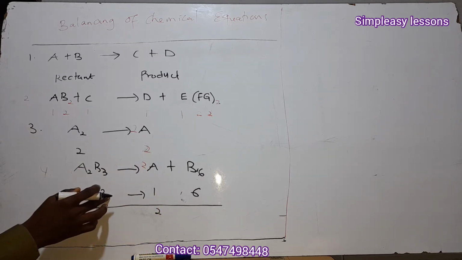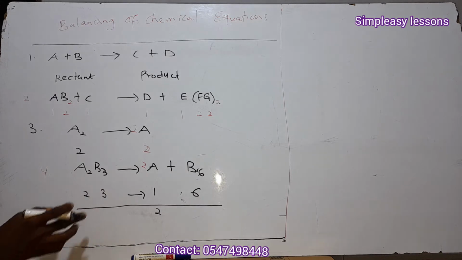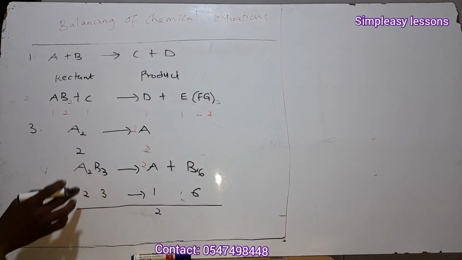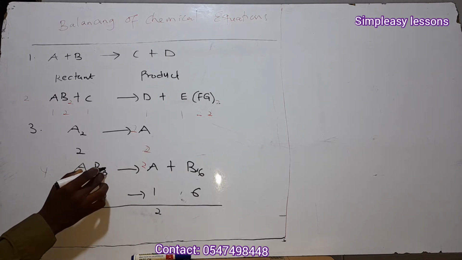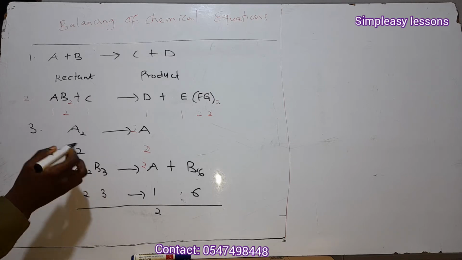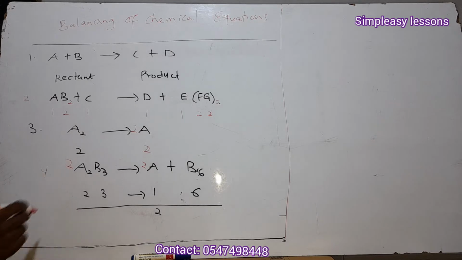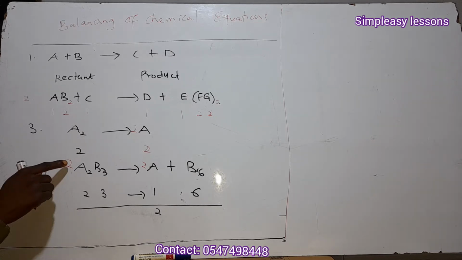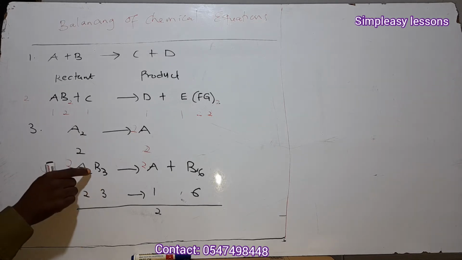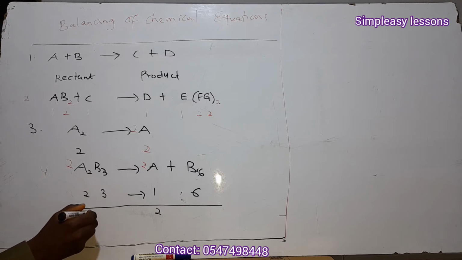B here is 3. How many B do you have here? It's 6. So how do I make this one 6? You don't go and change this one, write 6 here. You put the number here. So what times 3 will give you 6? 2. So I put 2 here. Remember, the moment you put 2 here, the number you put here will multiply this number. So 2 times 2 here become 4. A is now 4. Then 2 times 3 will now become 6.